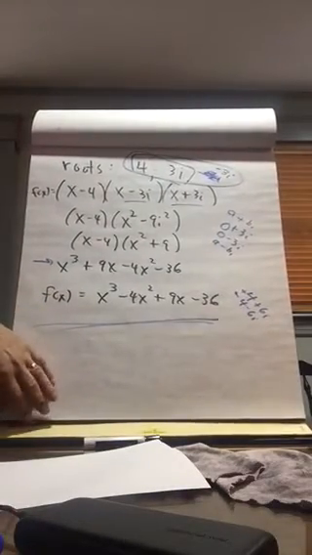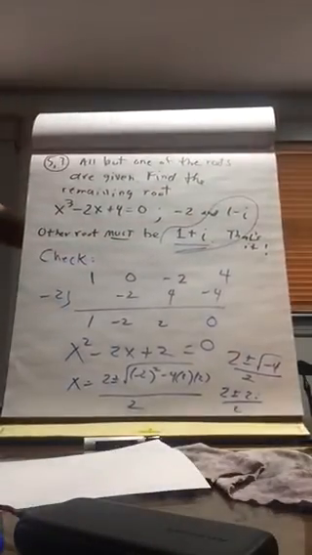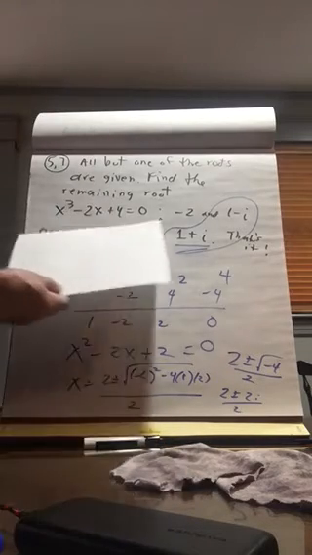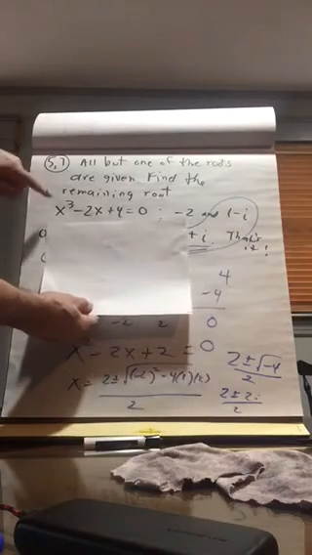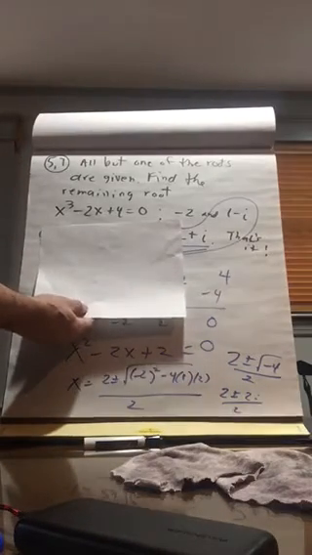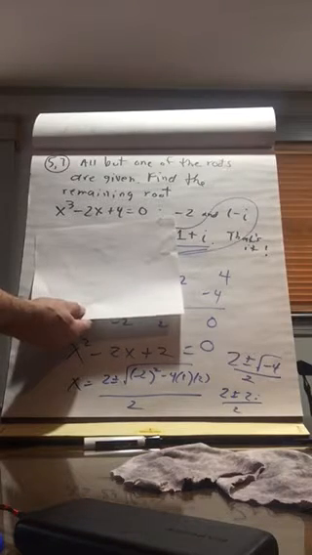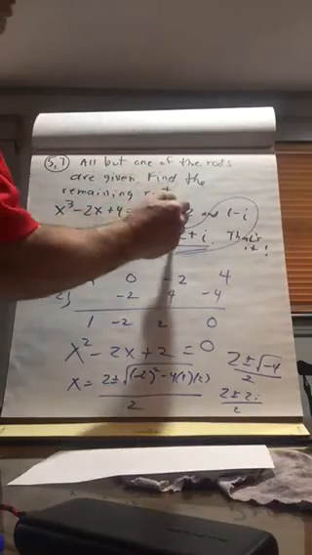That's the page we already saw. And then for problems like 5, 6, 7, 8, here's the instructions. It says all but one of the roots are given. Find the remaining root. So they give you an equation. It's a cubic one here. And they say all but one of the roots are given. Find the other root.